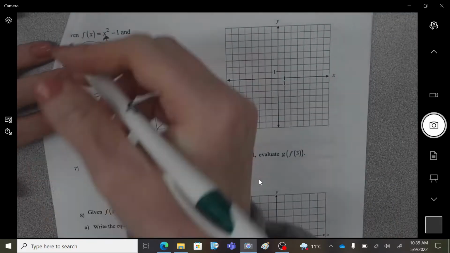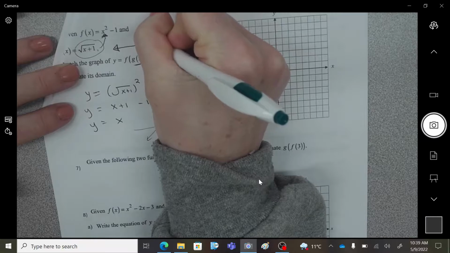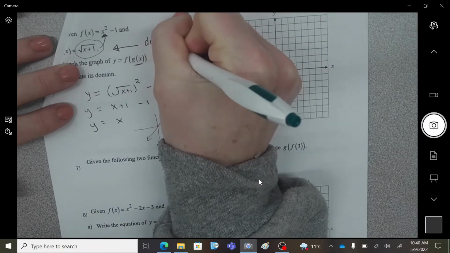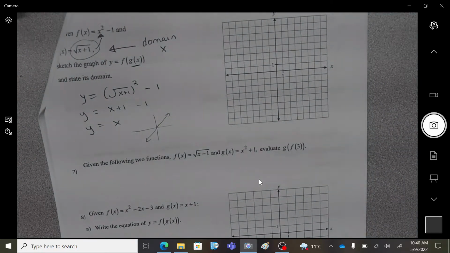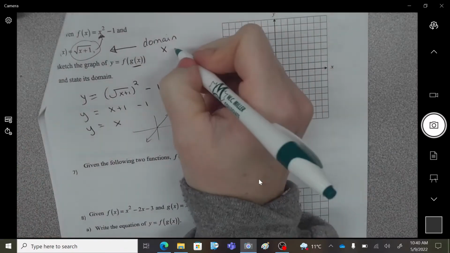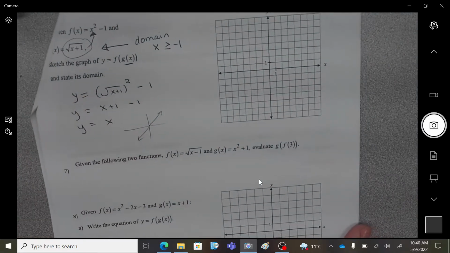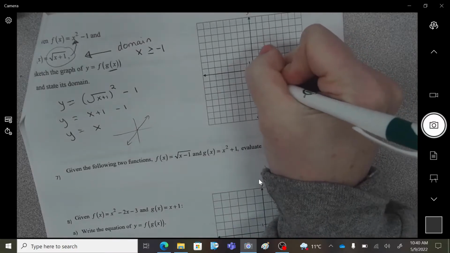But let's talk about the domain. The domain on this one is restricted. Here, x of -1 makes that 0, and then we have to stay positive on that one yet. So I'm going to take this and cut it off right at -1.